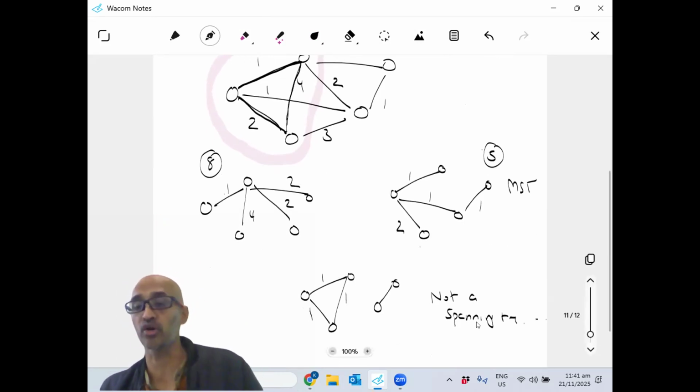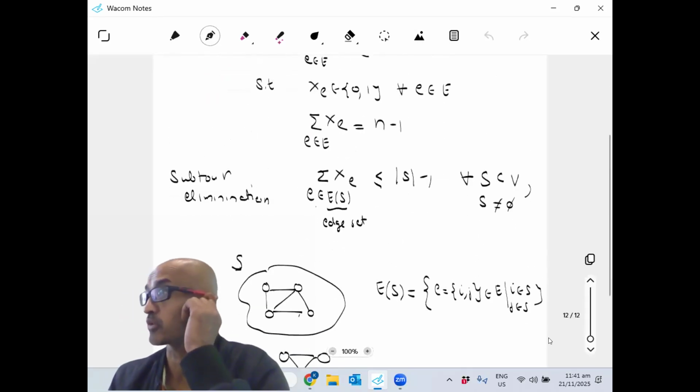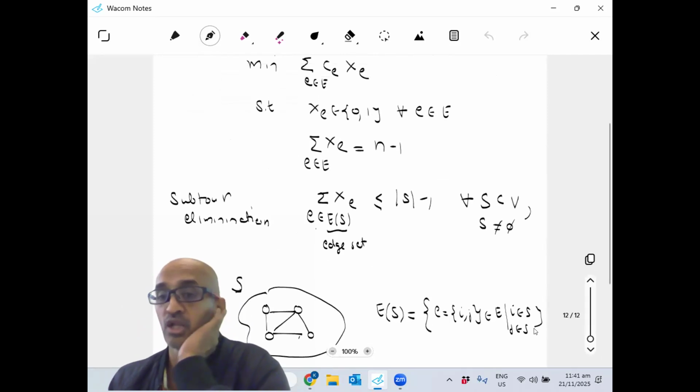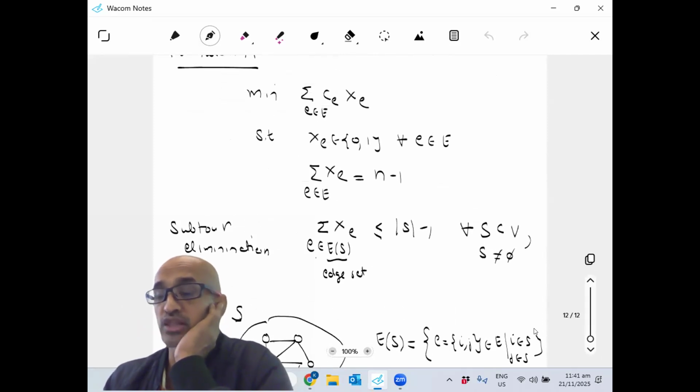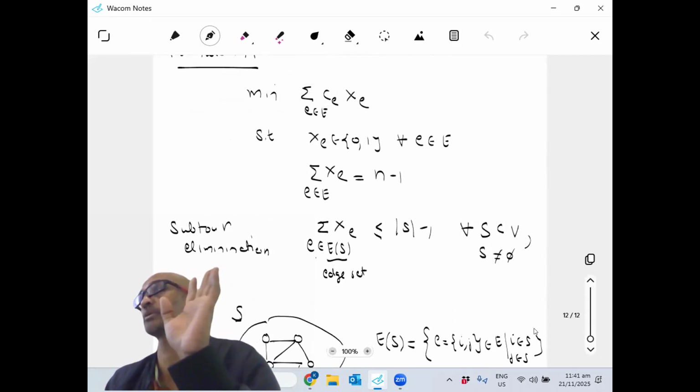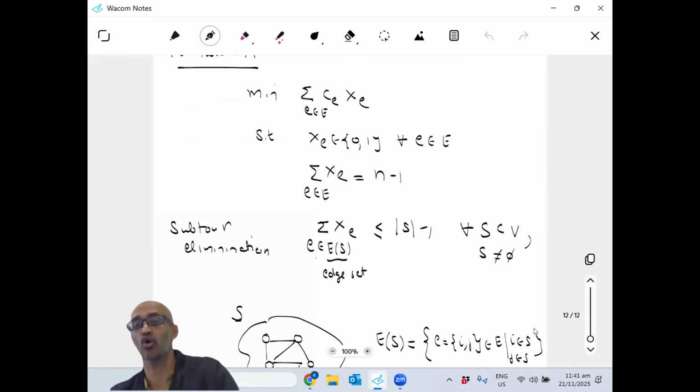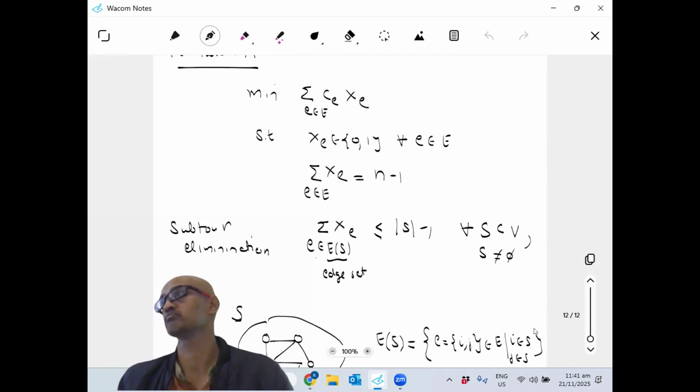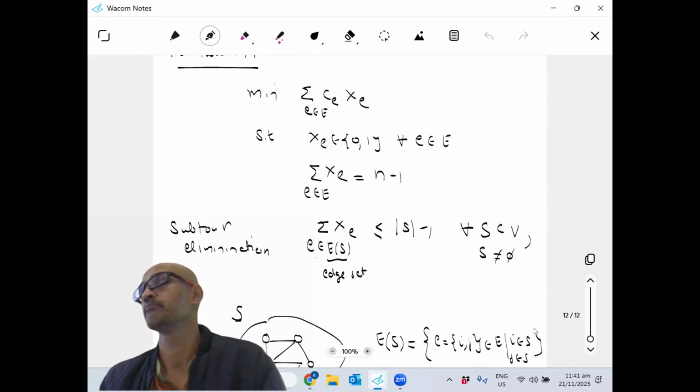Okay. This constraint is very important. It will show up also for the traveling salesperson problem. It's called the cut set formulation. The subtour elimination formulation. It turns out if you solve this integer program, you solve the TSP problem. In fact, if you solve the LP relaxation of this problem, you also solve the TSP problem. Okay.